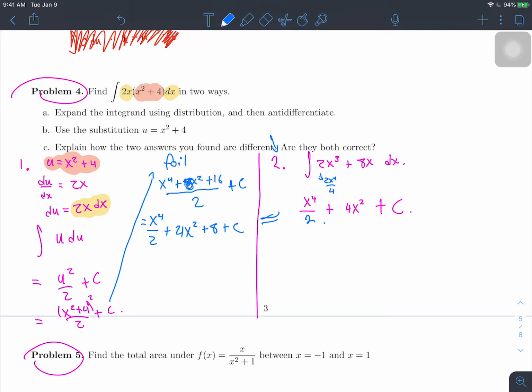Are these two things equal to each other? X to the 4th over 2 plus 4x squared plus 8 plus c. Is that equivalent to x to the power 4 over 2 plus 4x squared plus c with no 8? This is the key thing here. This 8 is missing on the right-hand side.